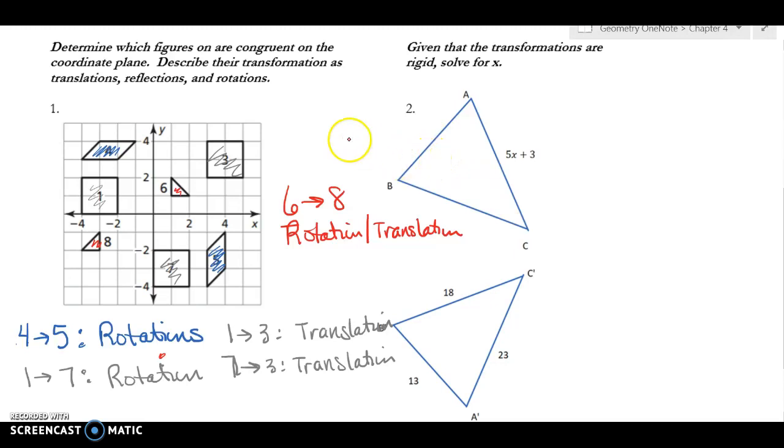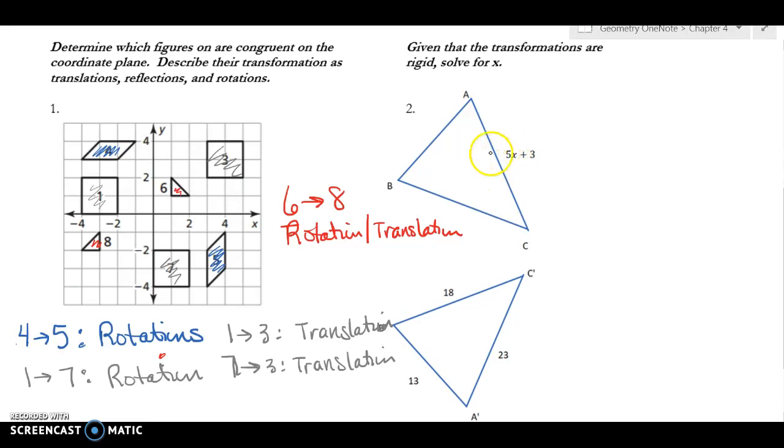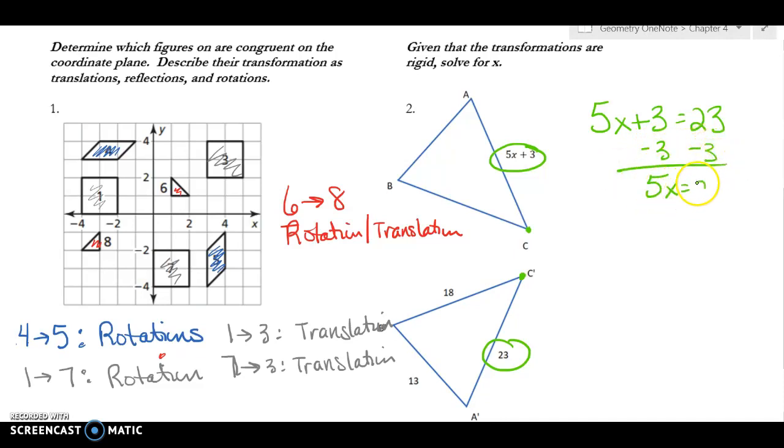Okay, all right, let's look at number 2. Let's get a different color. So for number 2, this is a rotation, and you can see C to C prime. I have to solve for x, which is AC. Well, that's going to be the same as the AC here, A prime C prime. So since those are the same, that's my equation: 5x plus 3 equals 23. Subtract 3 on both sides, and I get 5x is 20. So I divide by 5, and x is 4.